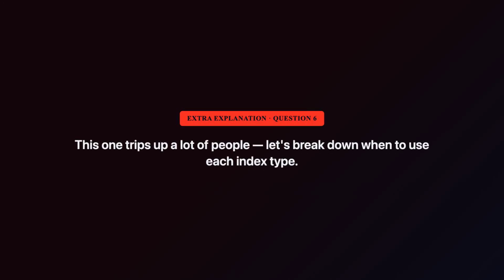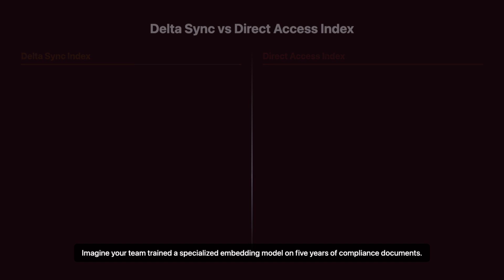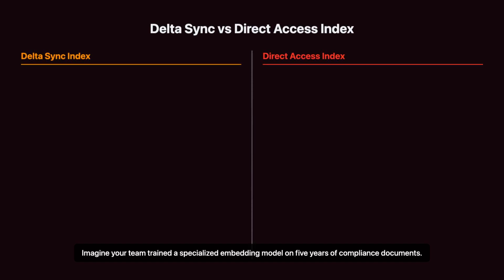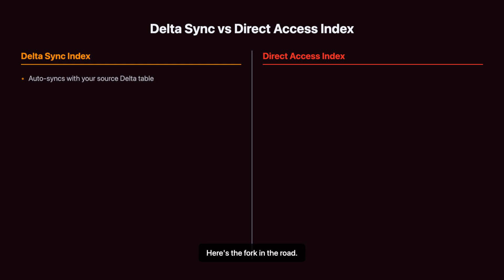This one trips up a lot of people. Let's break down when to use each index type. Imagine your team trained a specialized embedding model on 5 years of compliance documents. It knows what Reg-T and Basel III mean in context. Now you want those embeddings in Databricks AI Search. Here's the fork in the road.